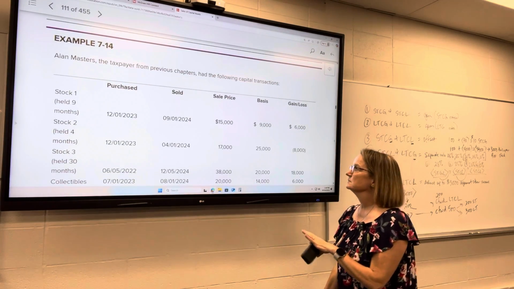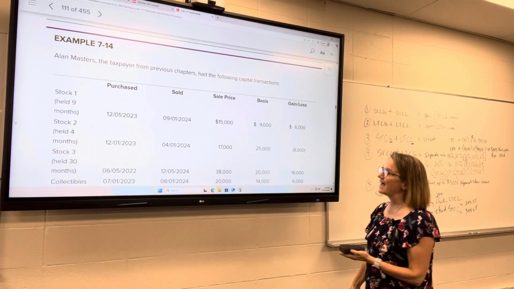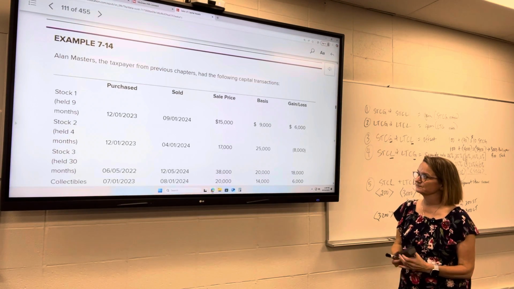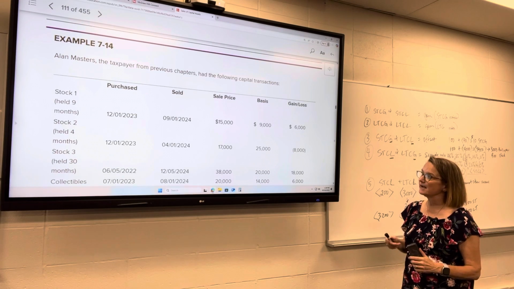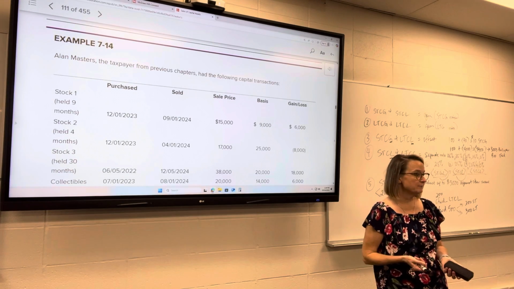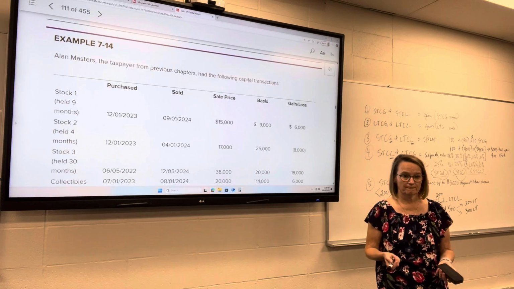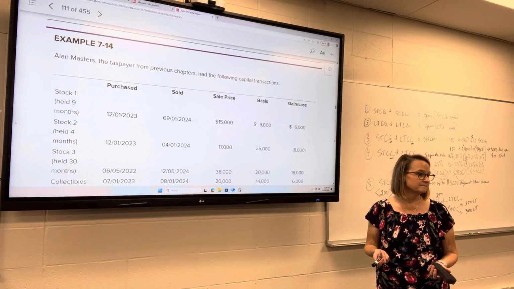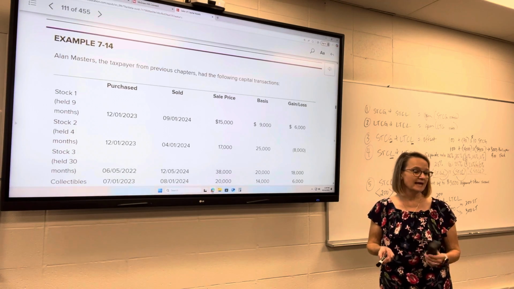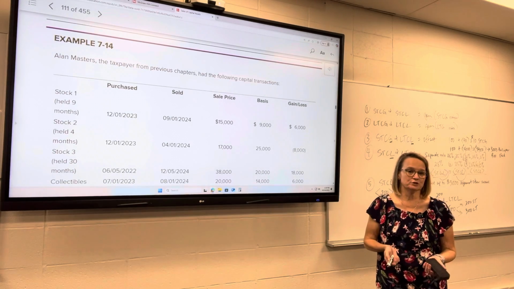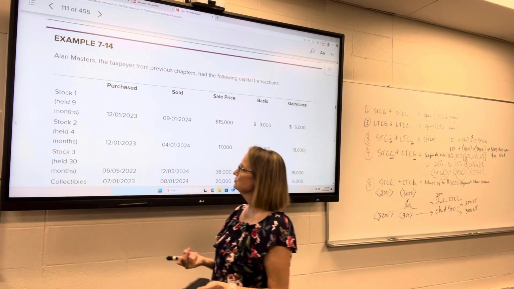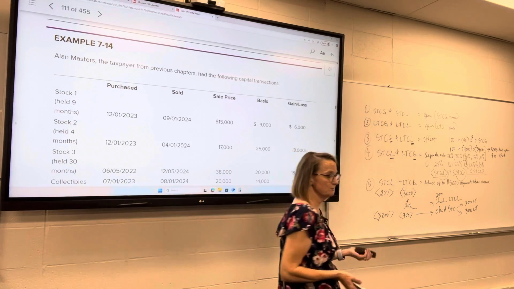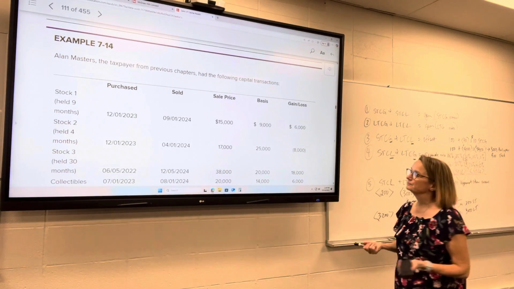Alan Masters has the following capital transactions. So let's look at these individually. Stock 1 held 9 months. He held it for 9 months. Is it short-term or long-term? Hello? He had it for 9 months. Is it short-term or long-term? Short-term, thank you. Stock number 2 was held 4 months. Short-term or long-term? Short-term, right.